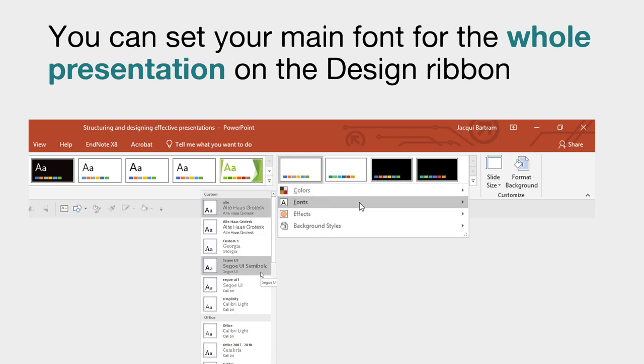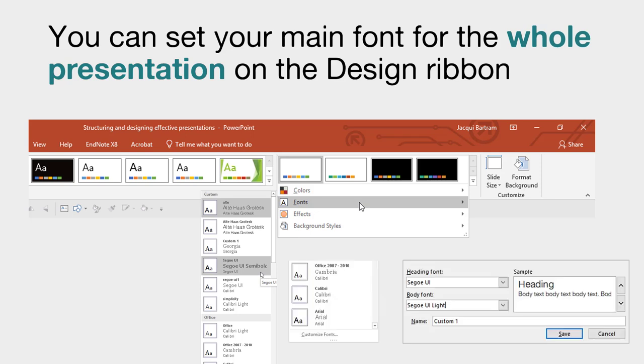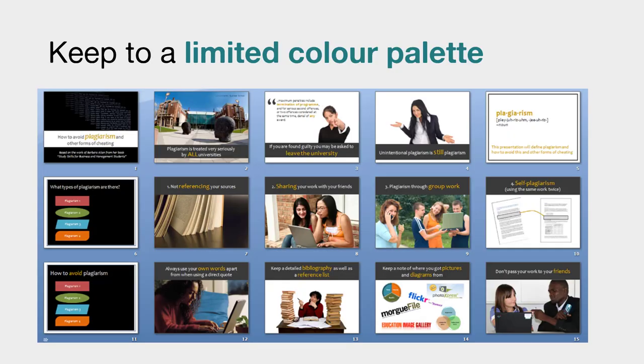You can then either select from this list and that will set it for the heading and body text, or you can go right to the bottom and customize fonts, and that will give you a wider variety of font choices, and it gives you the ability to set different fonts for your heading and body if you wish. If you name the selection, it will appear at the top of the list of fonts when you start new presentations too.